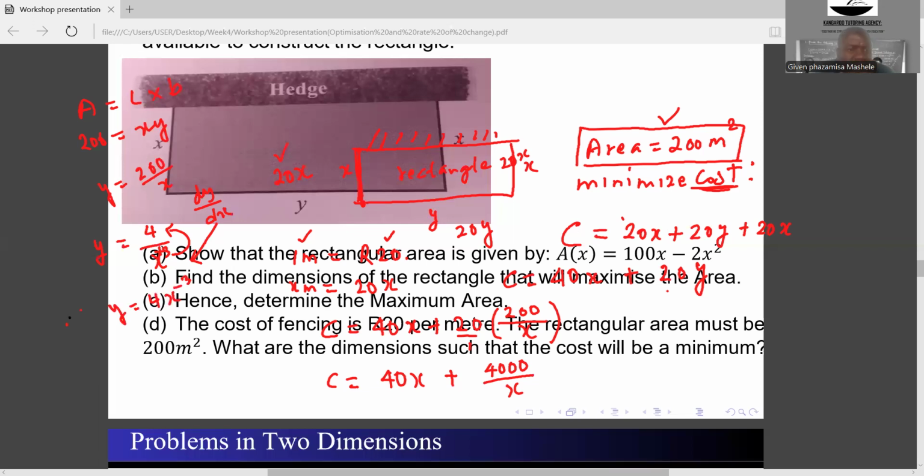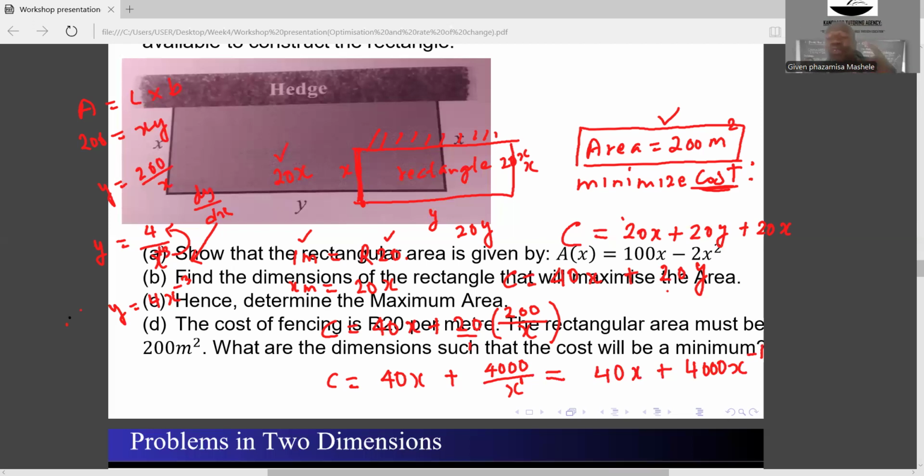We can even take it down. So it's just playing around with the powers. To do this, if we are going to use calculus, we need to simplify and say this becomes 40x plus 4,000 multiplied by x to the power negative 1, because it is a positive exponent. We take it up, it will become negative. So this is our cost function.